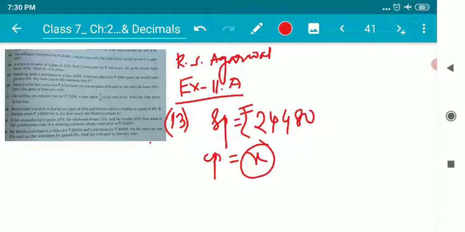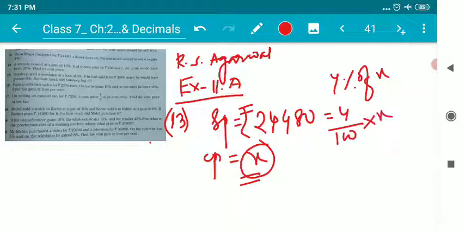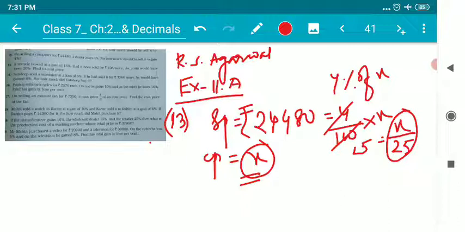Okay, so let us find the amount of loss. The amount of loss was 4% of X. Yes or no? So I can simply write 4 by 100 into X. So 4 by 100, 25 fours are 100, I'm getting X by 25 rupees. This is the amount of loss, children.